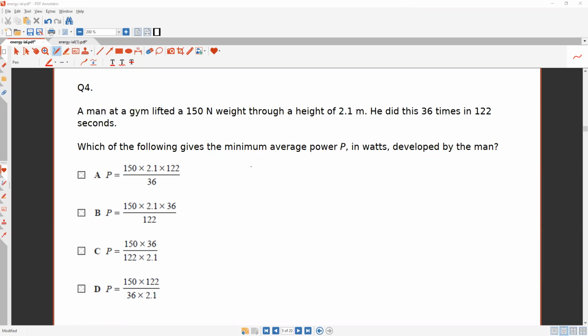So you know energy is mgh, right? You guys know energy is mgh. Now mg is the force over here. Mg is the force, 150 Newton weight, right? So in place of mg we write 150.